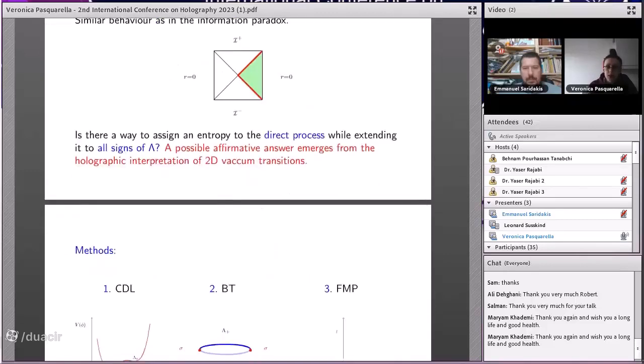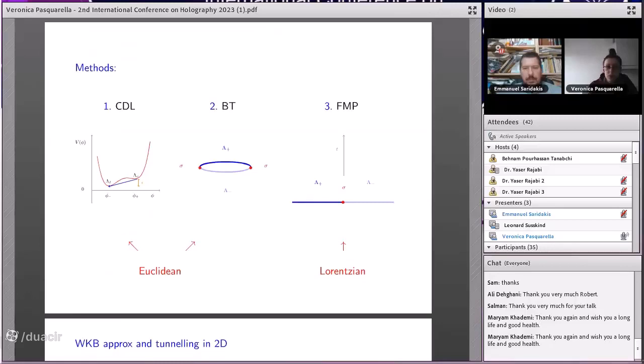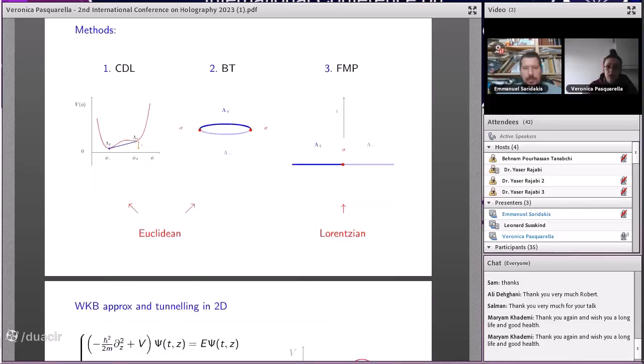So the 3 methods that I used to determine the amplitudes are 2 Euclidean methods, Coleman-DeLucia and Brown-Teitelbaum, and the FMP, which is in Lorentzian signature. So Brown-Teitelbaum is basically a standard ruler for this calculation, because the calculations were already performed by the authors in their original work. So basically the new parts are just the Coleman-DeLucia and FMP calculations.